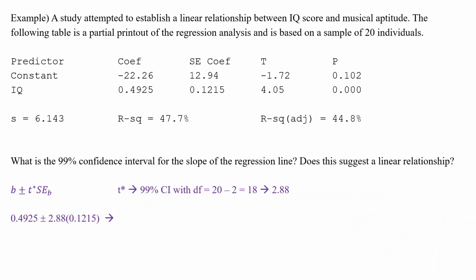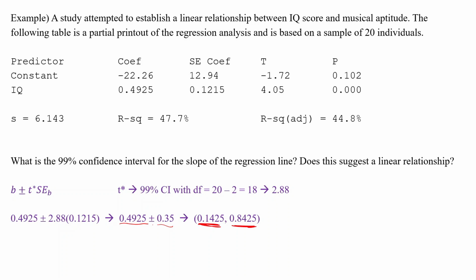Okay. And then B and SE sub B, where do I get those? B is going to be the coefficient of IQ. Okay. And our SE sub B is going to be right here. So I put B plus or minus my t-star times my SE sub B. Okay. I get 0.35 as my margin of error. And I can create my confidence interval for this by taking 0.4925 minus 0.35 to get this value, and then add it to get this value. Okay.